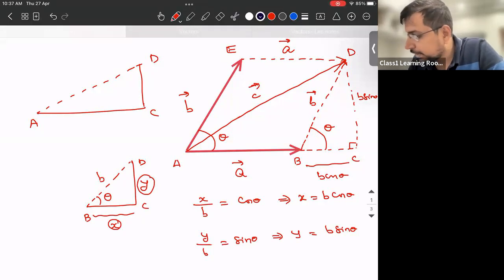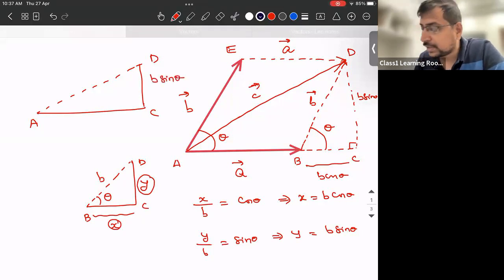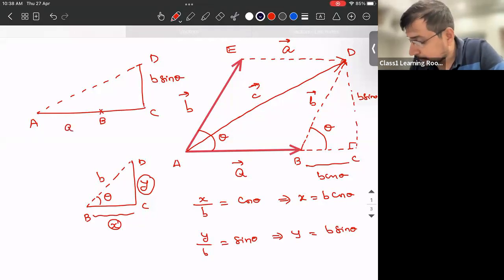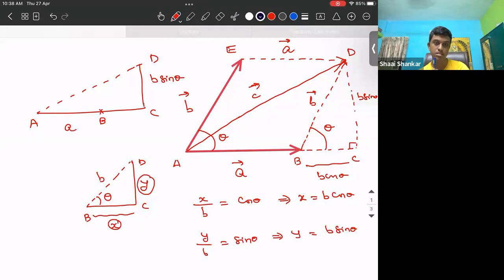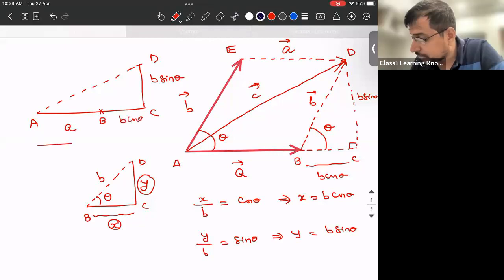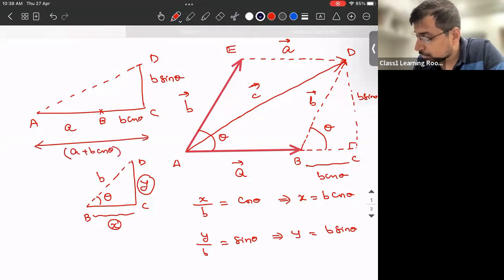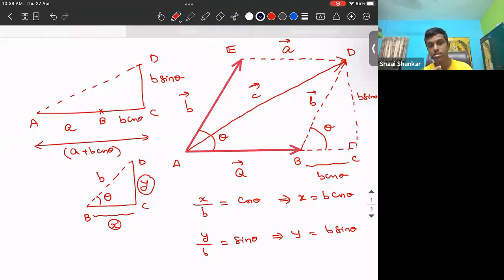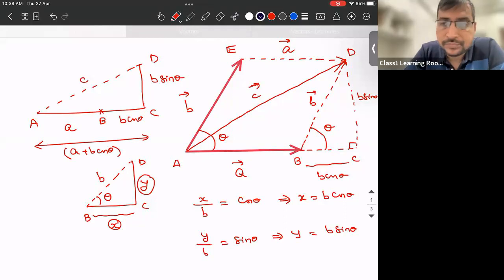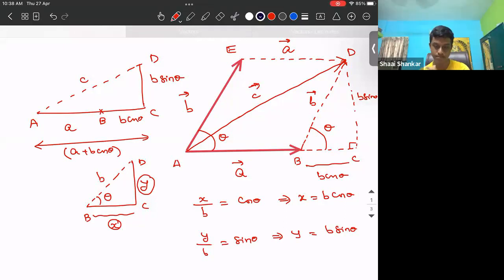Now I'm going to take this value and plug it into the bigger triangle. This is B sin theta. Now observe what is AC. AC is basically AB plus BC. AB is A, BC is B cos theta. So how much is this length going to be? It is going to be A plus B cos theta. Makes sense? Yes. And AD is going to be C.